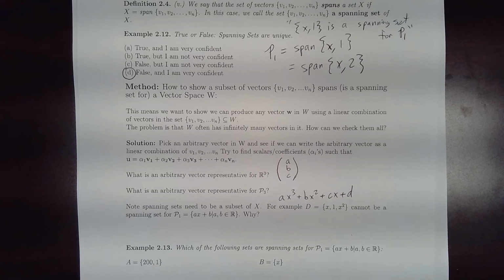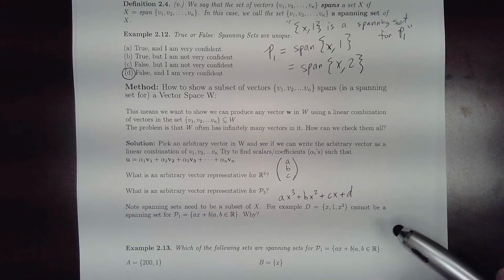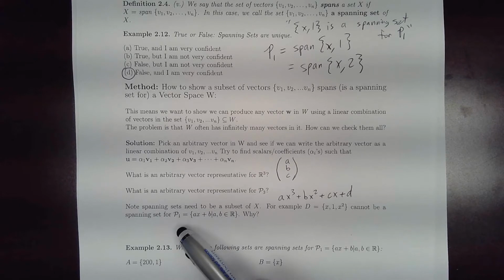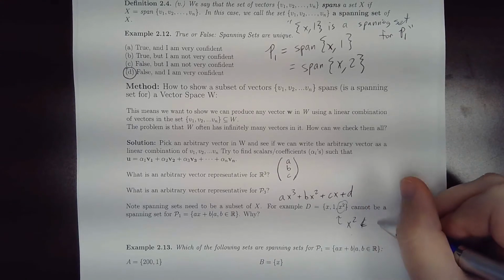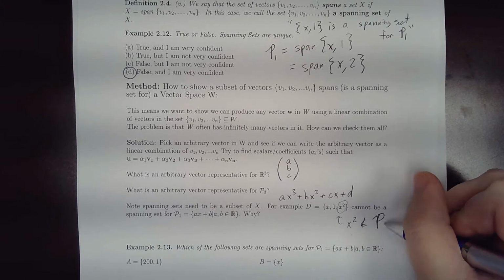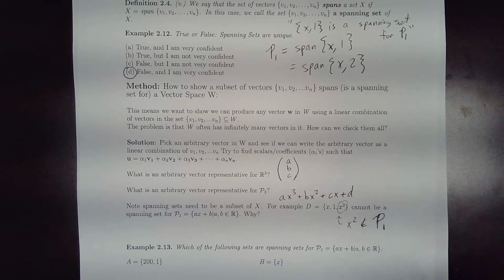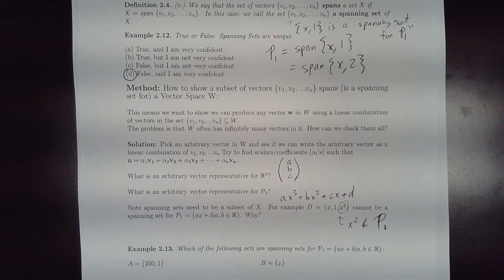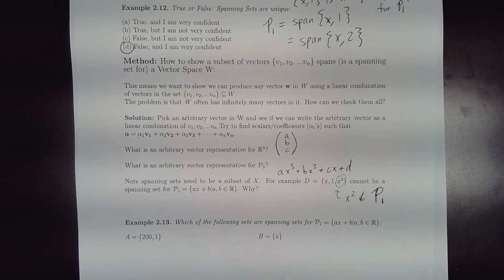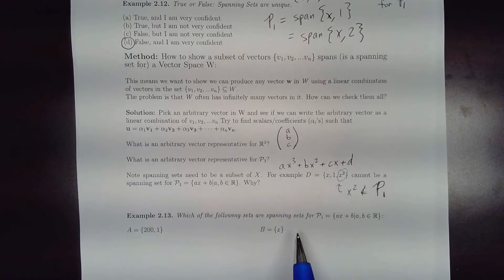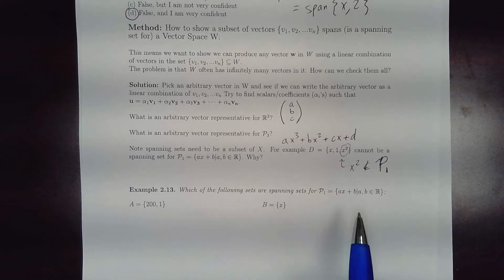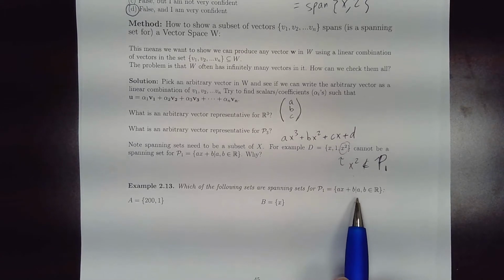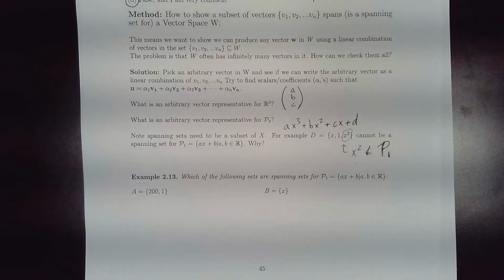So, for example, {x, 1} and {x²} cannot be a spanning set for P1, which is ax + b, because x² is not an element of P1. So we can't have x² terms being used when we're trying to talk about just polynomials of degree at most 1. So let's say we're trying to find spanning sets for P1. So we want to figure out what ax + b we can end up getting.